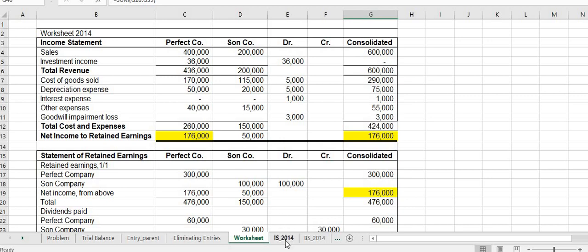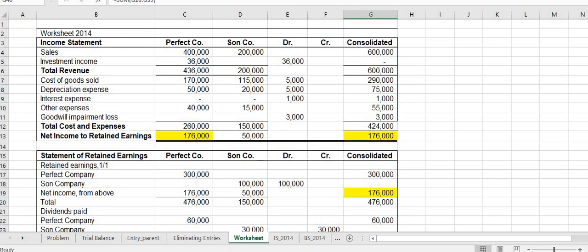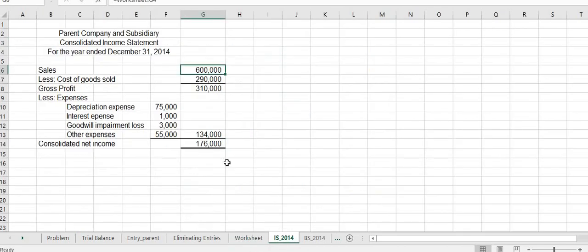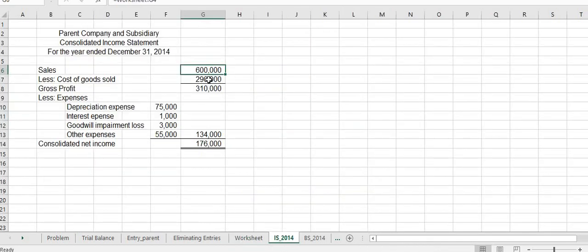Okay? So, to prepare the income statement for 2014, you can actually have the balances. You may refer to the worksheet column, yan siya. So we have sales of 600,000, yan siya. And then we have cost of goods sold of 290,000, yan siya. And then the expenses, we have here expenses. The total cost and expenses actually 424,000. It's the cost of goods sold and some of the expenses: depreciation, interest, goodwill, and other expenses.